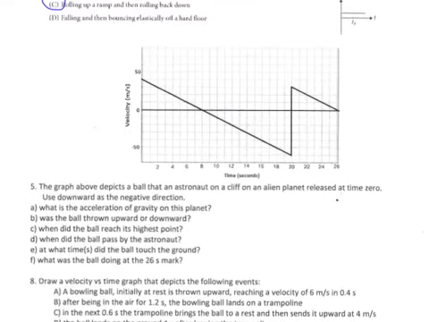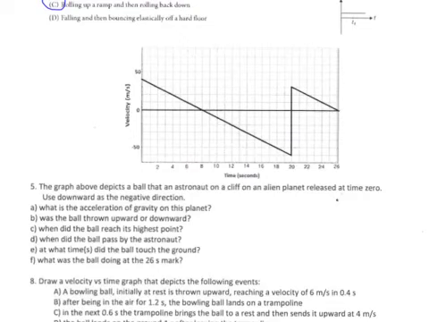This one is diabolical. Alright, we got an astronaut on a cliff on an alien planet. Let's see. Released at time 0. So at this point right here, the astronaut lets go of it. Now, the astronaut apparently threw it. Okay. We're going to use downward as a negative direction.